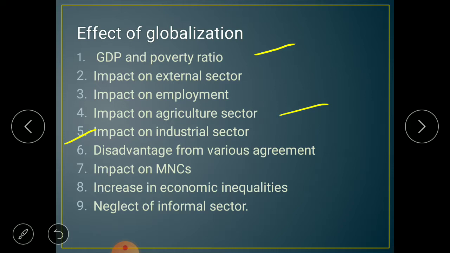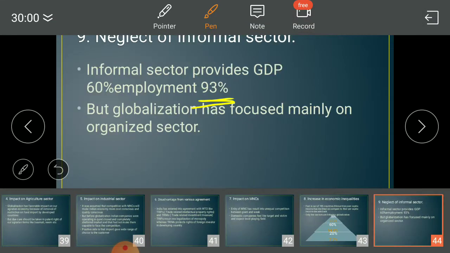Disadvantage from various agreements, the title itself suggests that it has a negative impact on the Indian economy. Impact on MNCs, yes, this too has a negative impact on the Indian economy. Then increase in economic inequalities, that is also a negative impact. And neglect of informal sector, that is also a negative impact. So out of 9, 2 areas are having positive impact and 5 areas are having negative impact, and these two, second and third, have a nil impact, means no positive and no negative. So this is the overall evaluation of globalization for the Indian economy. That is all about the effect of globalization.